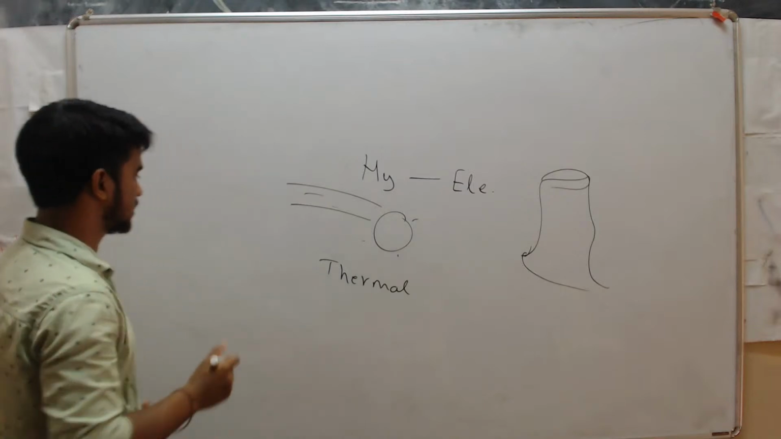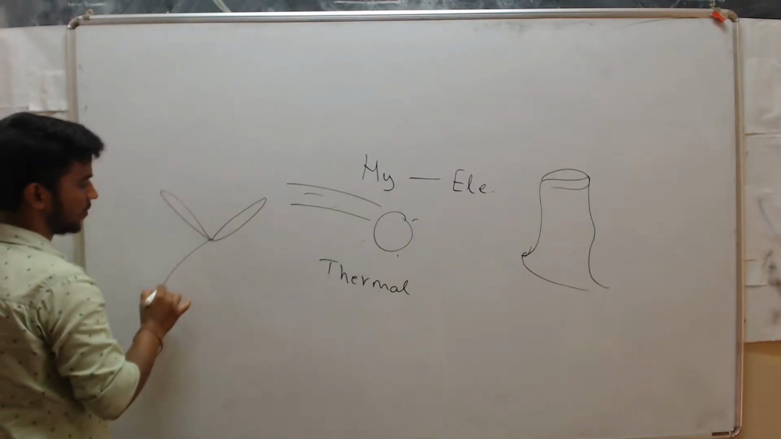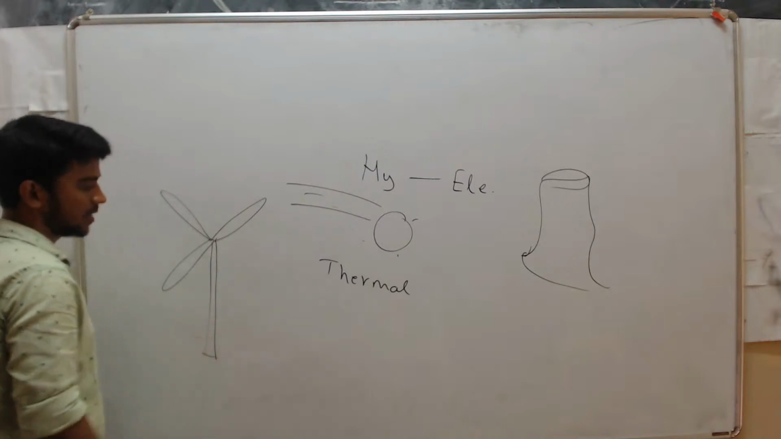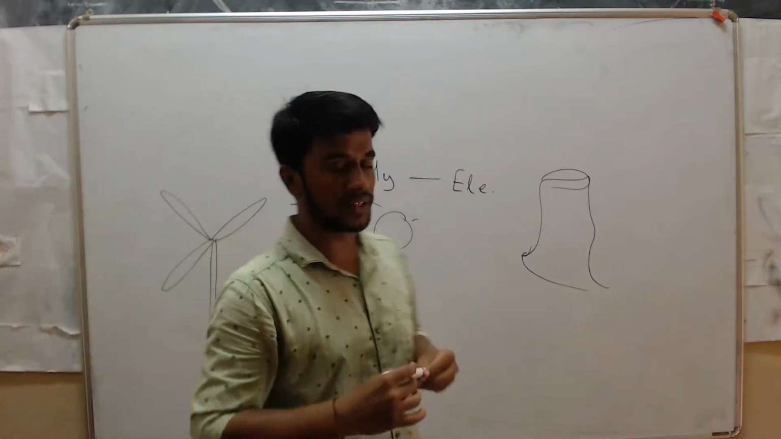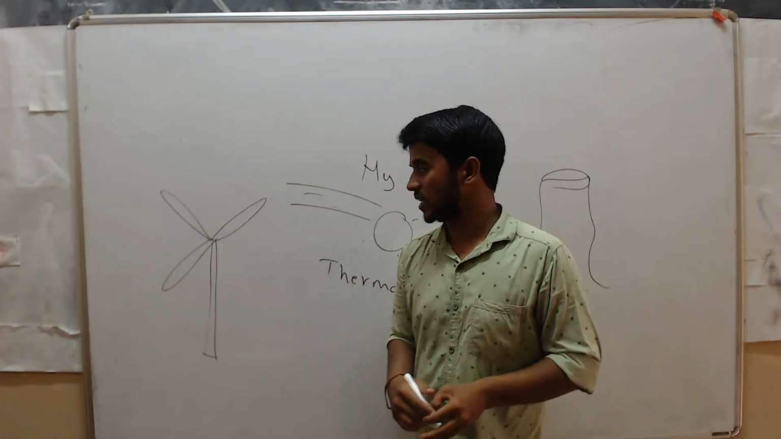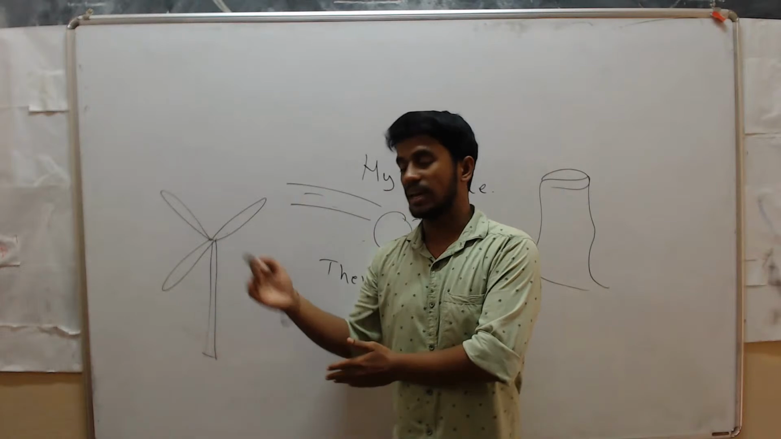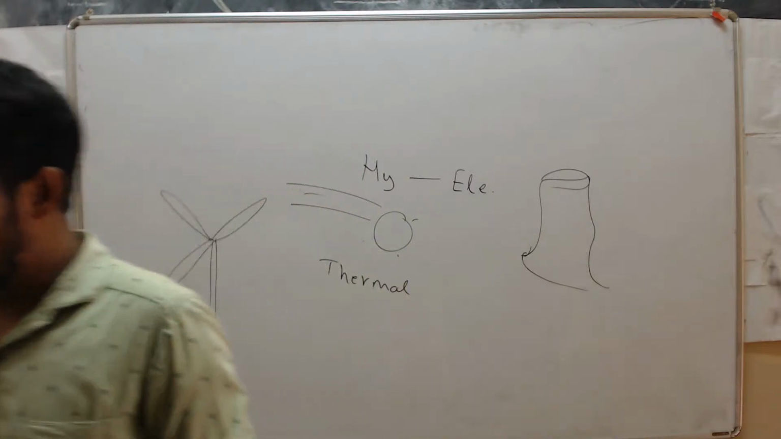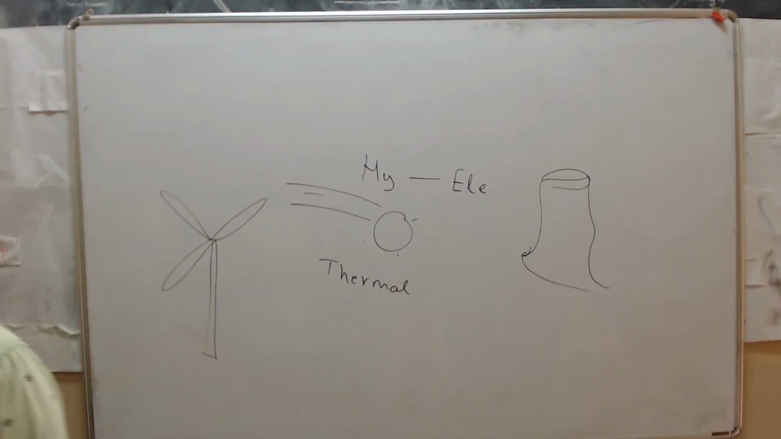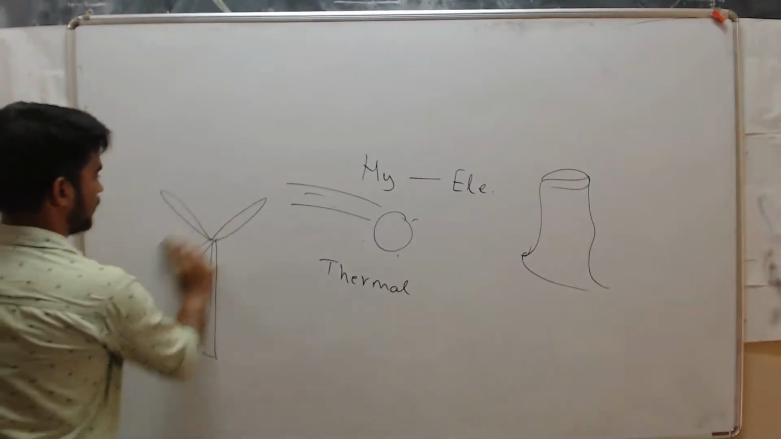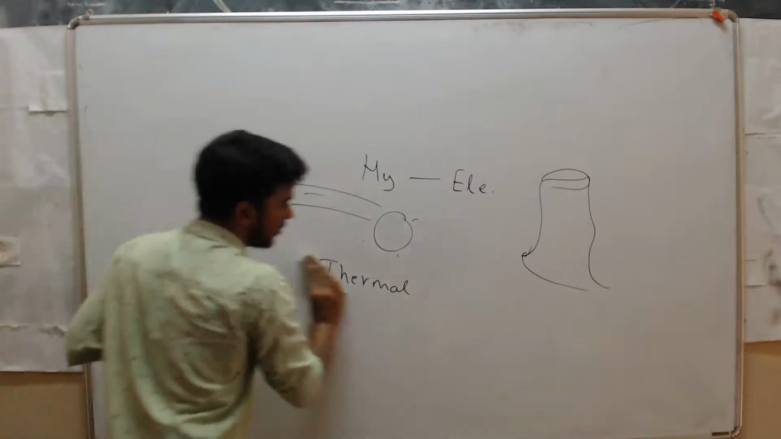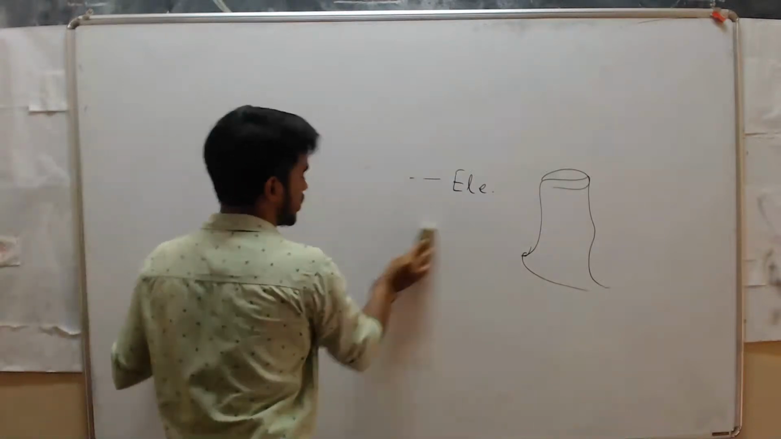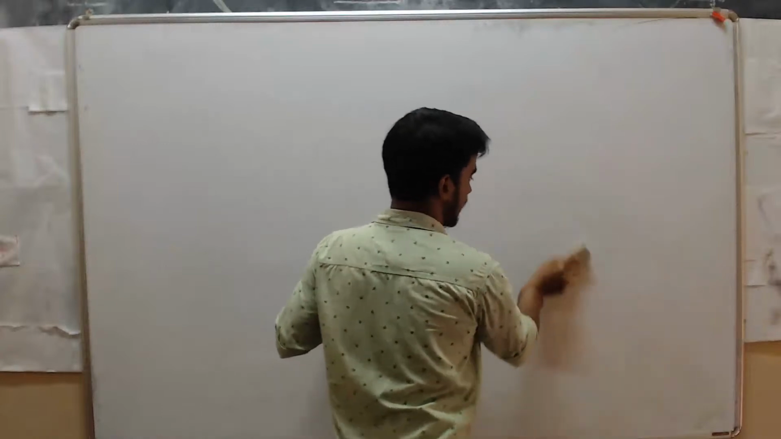Then take wind energy. We have seen this kind of big fan. It rotates, right? By rotating we can generate electricity. Here wind energy, or kinetic and mechanical energy, is converting into electrical energy. So we can convert one form of energy into other forms. We can't create energy and we can't destroy it, but we can transform one form to another form.